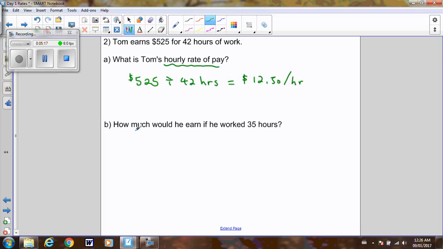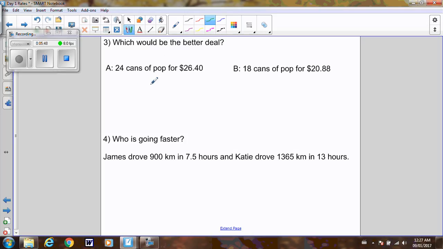Now, question B says, how much would he earn if he worked for 35 hours? Well, that's easy, because if he works for 35 hours and gets paid $12.50 per hour, then all you have to do is multiply them. If you do that, you're going to get a total of $437.50. That's how much you will get paid for 35 hours of work. Okay, examples 3 and 4, and we're almost done.